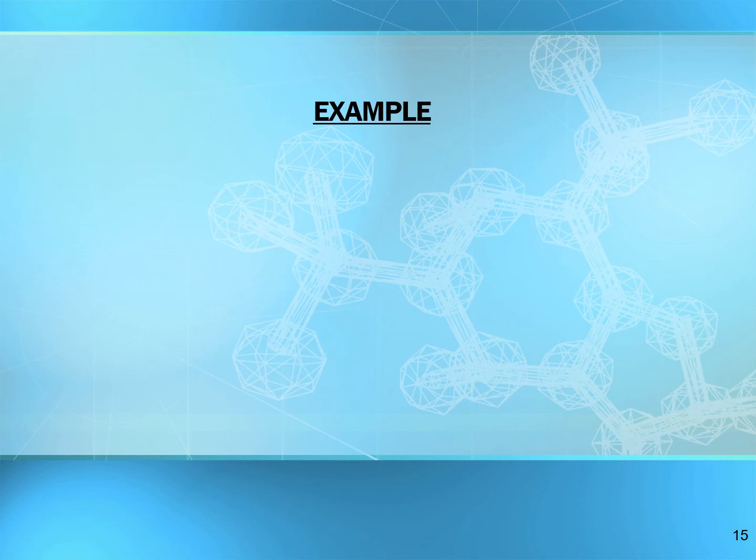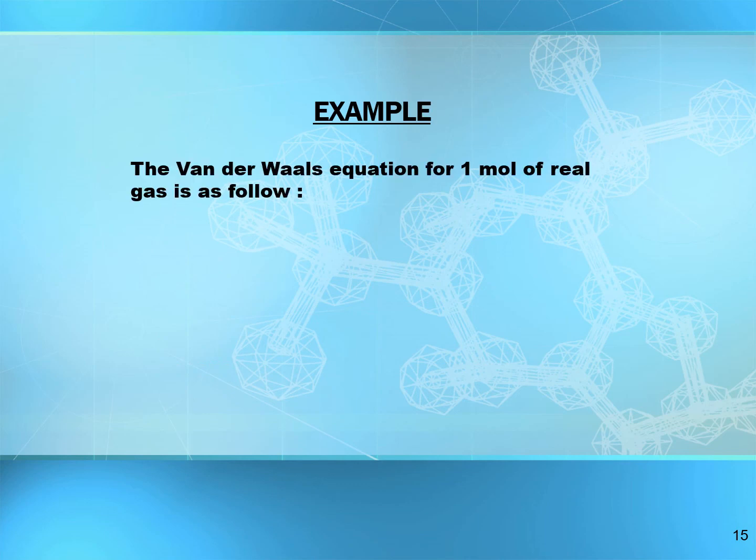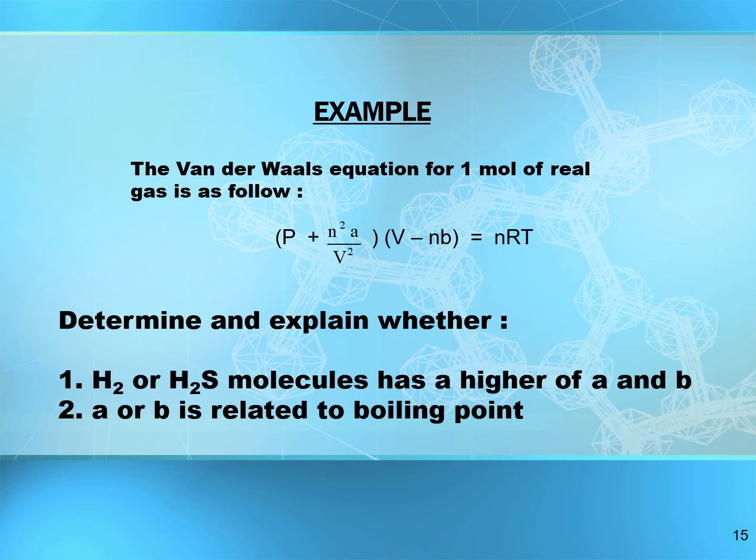This is an example of a question related to real gas using the van der Waals equation. In this question, you are asked to determine and explain whether hydrogen or hydrogen sulfide molecules have a higher value of a and b, and which one between a or b is related to the boiling point. The answers are given below.